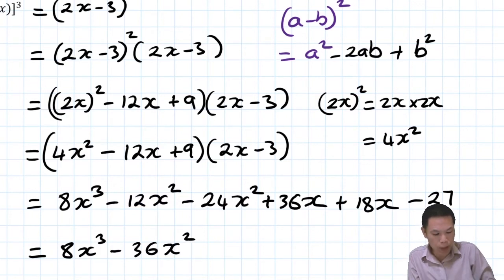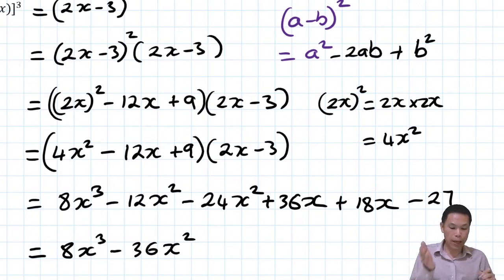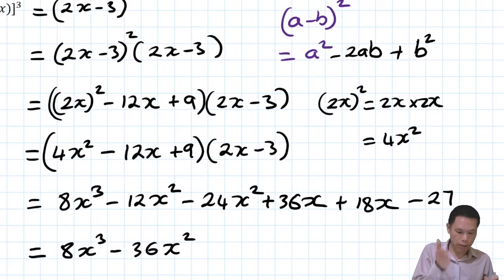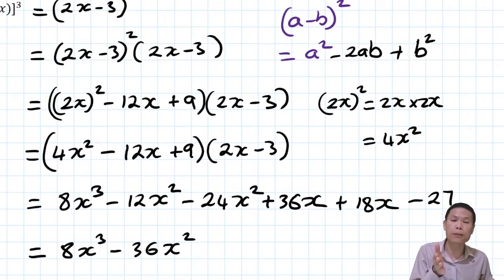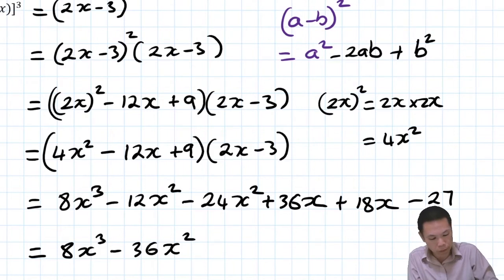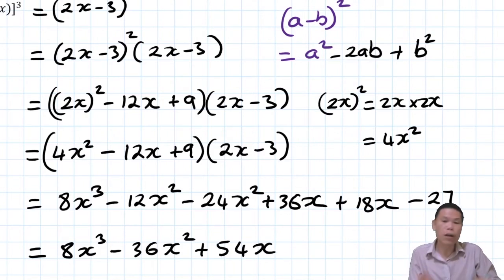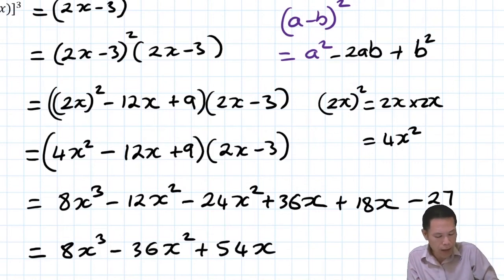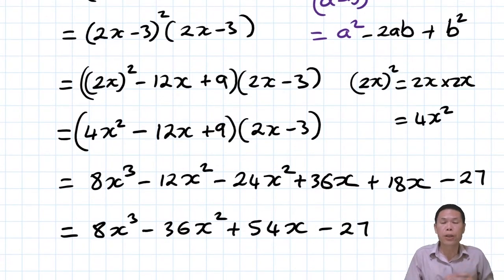36x squared. And then I have 36 plus 18. So 36 plus 18, so 36 plus 20 is 56. But a less 2, so which is 54. So plus 54x. Of course, just use calculator otherwise, okay? So minus 27, I just write this down. There you go. This is qx power of 3.